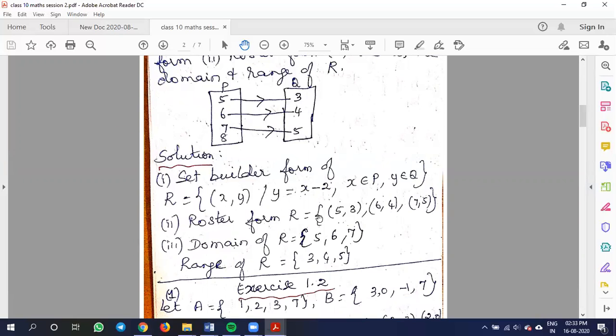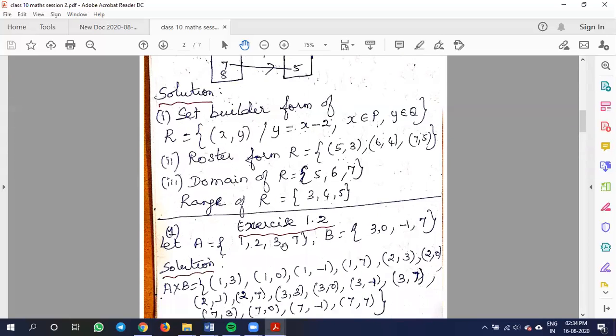For finding the domain, I told you already, you have to see the ordered pairs in the relation. So you have to take the first elements of the relation. What are the numbers? 5, 6, and 7. The first components of the relation are called the domain. So 5, 6, 7 are called the domain of R. What is the range of R? For finding the range, you have to take the second elements: 3, 4, 5. When we are listing out the elements of the set, each element should be written only one time. You are not supposed to repeat.